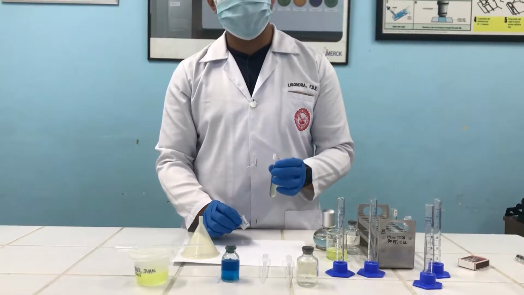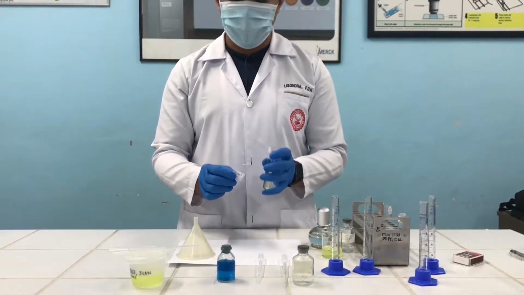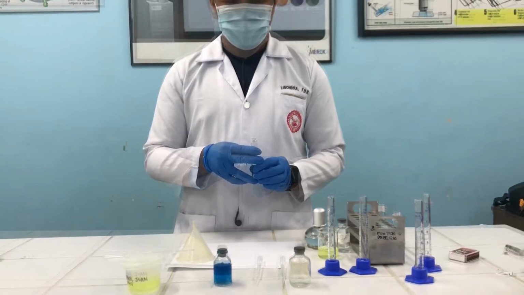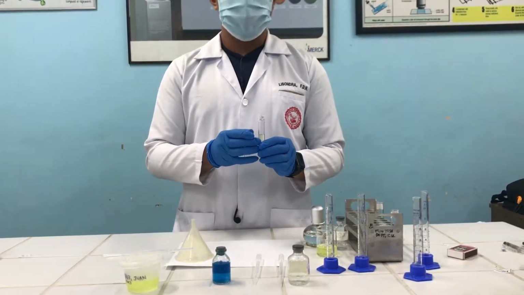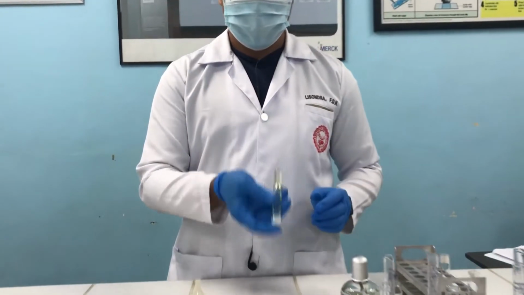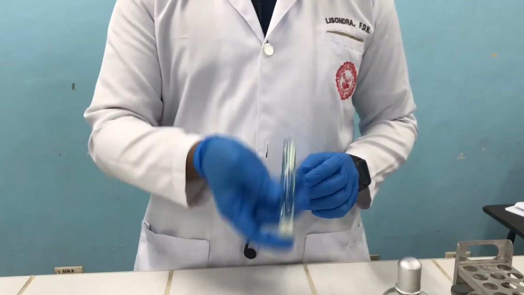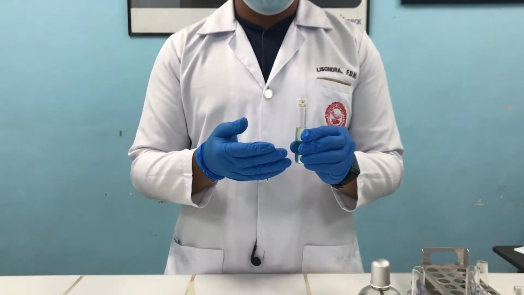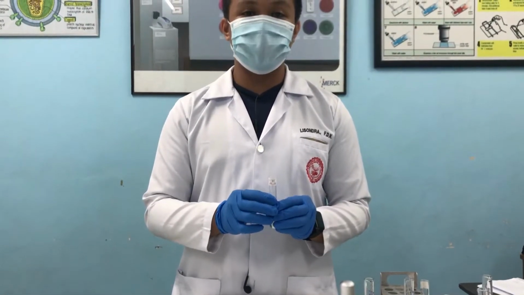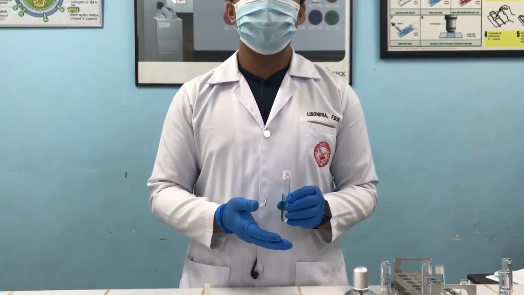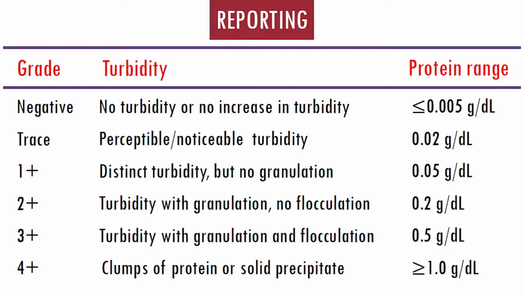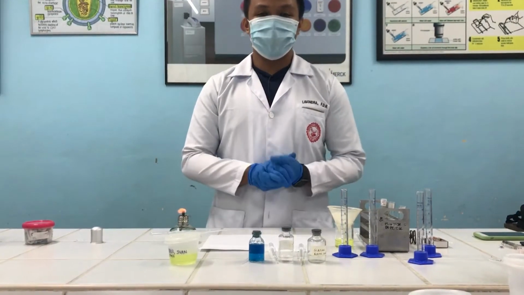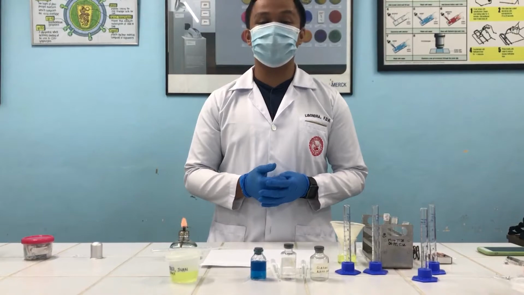After mixing our SSA and our urine, we cover it with parafilm. After covering our test tube with the parafilm, we invert it gently 2 to 3 times. After inverting our mixed sample, we let it stand for 10 minutes, and after 10 minutes, we observe the grading of precipitation of proteins. That is our determination of protein using acid without heat.